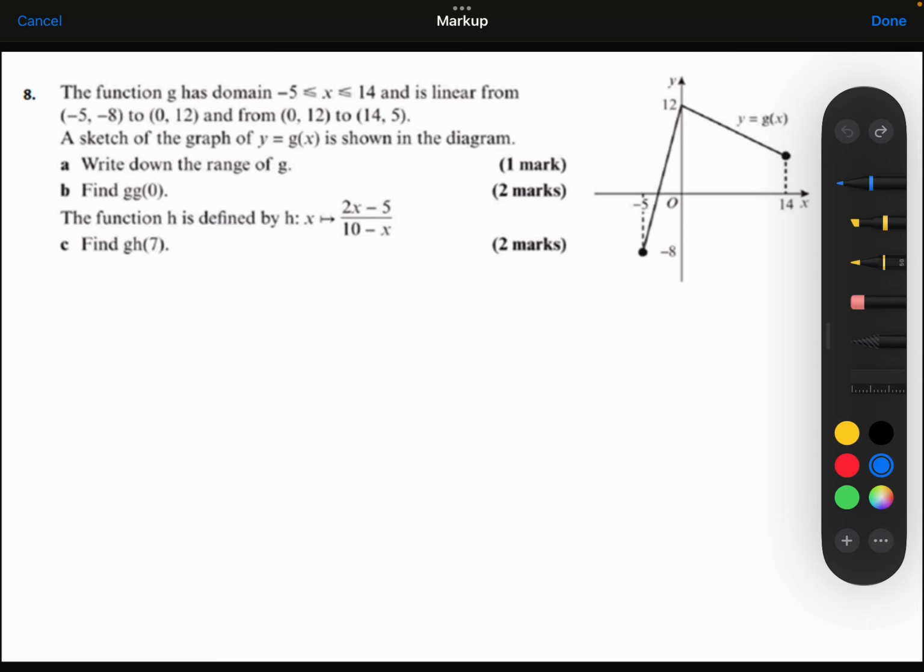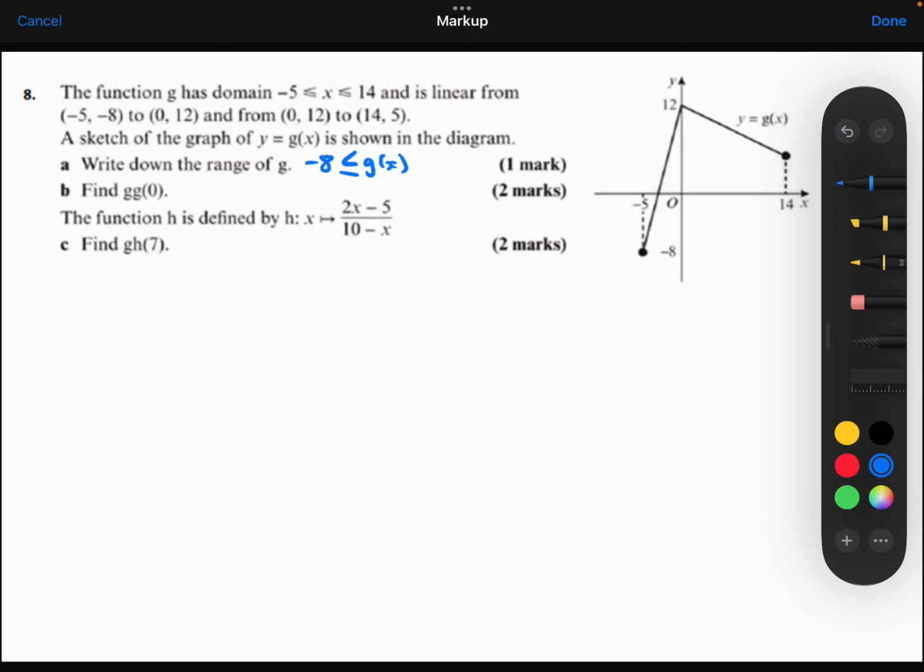The sketch is shown. Part A, write down the range of g. So range is the y values. I can see the smallest that y can be is -8. It can be all of these values in between, all the way up to 12. It can't be bigger than 12. 12 is the biggest. So the range is g of x is greater than or equal to -8.